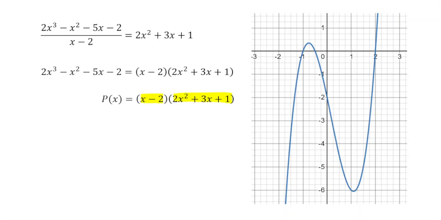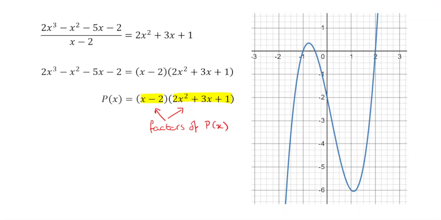Well, that leads us to the next term that we need to think about, and that term is called factors. Right? These two things here, x minus 2 and 2x squared plus 3x plus 1, these are what we call factors of p of x.